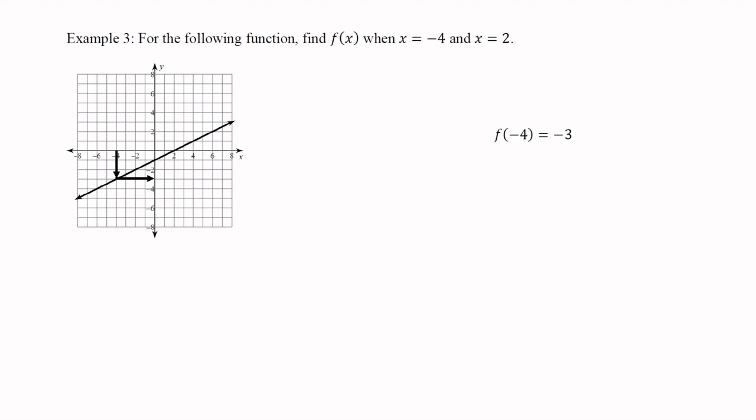For x equals 2, we are going to follow 2 to our graph. Well, there's nowhere to go. We're already at our graph. So therefore, this y value is going to be 0. So f of 2 is 0.